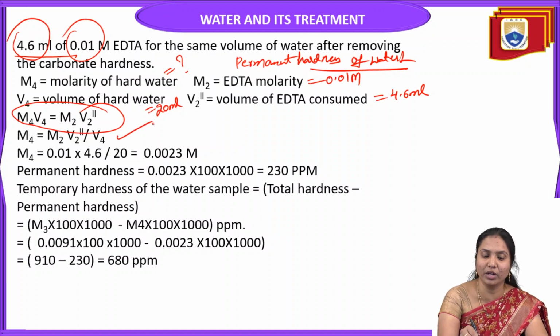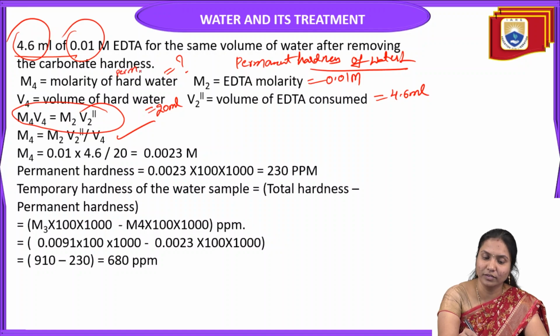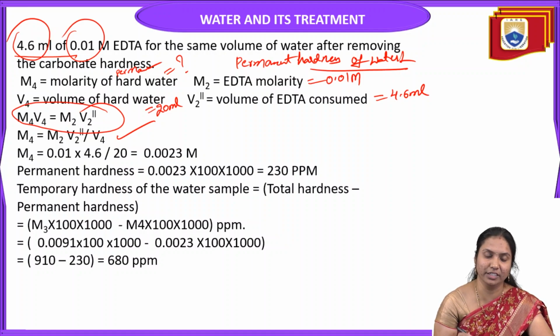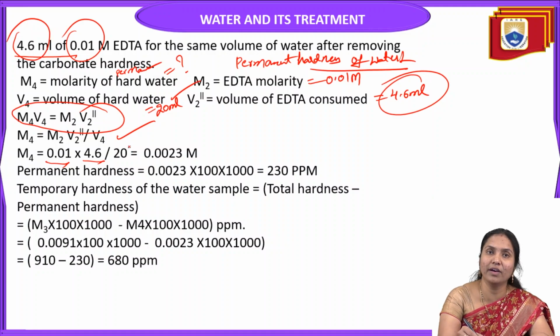What is the formula? M1 equals M2V2 by V1. M1 means molarity of permanent hard water. It is equal to M2, the molarity of EDTA, which is 0.01, into V2, the volume of EDTA consumed, 4.6, divided by V1, the volume of hard water, which is 20 ml. So we can substitute all the values in this formula.